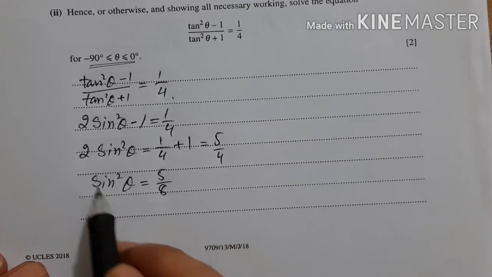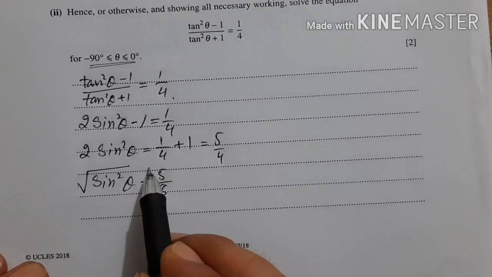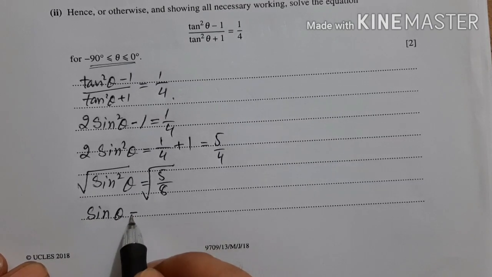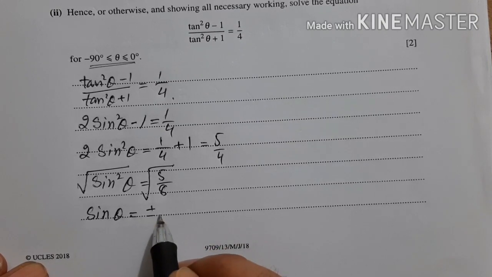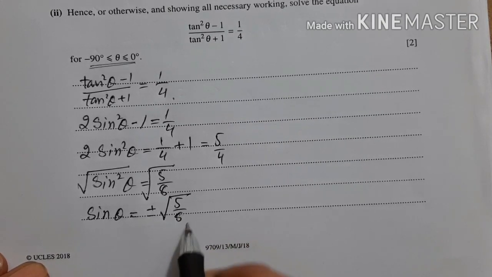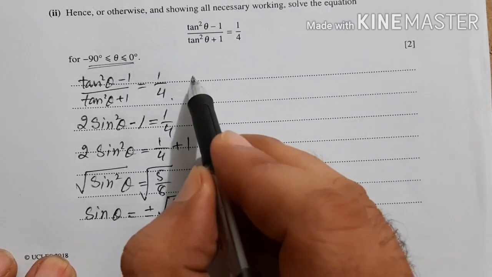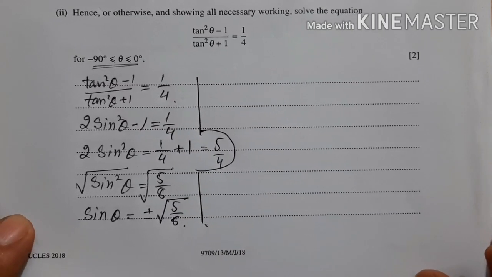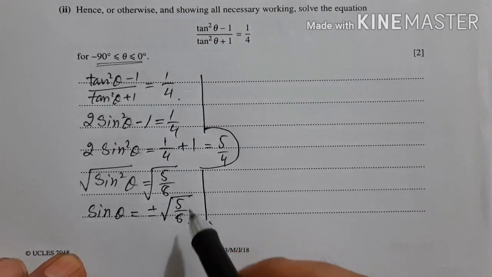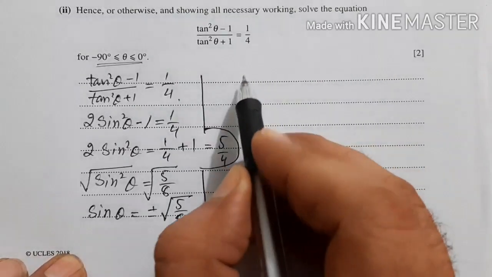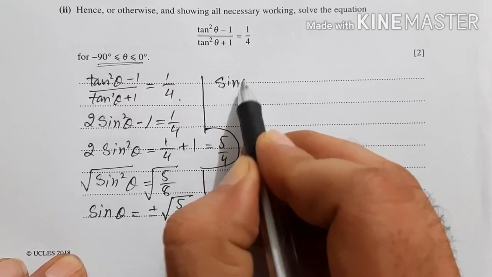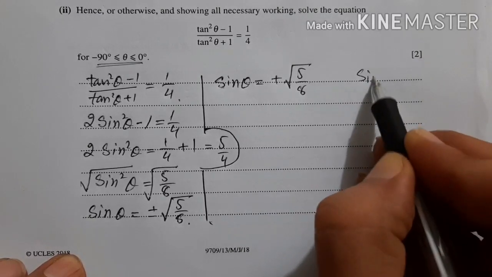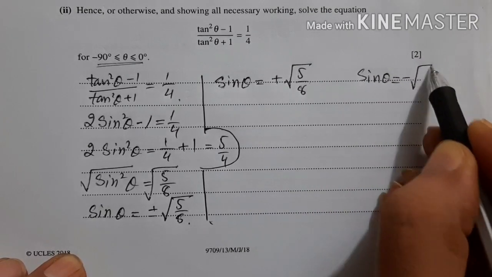And after taking square root of both sides, so we'll get sine theta is equal to plus minus root 5 over 8. Now, so I have to keep myself in this space. So now I got two values. Sine theta is equal to plus root 5 over 8 and sine theta is equal to minus root 5 over 8.